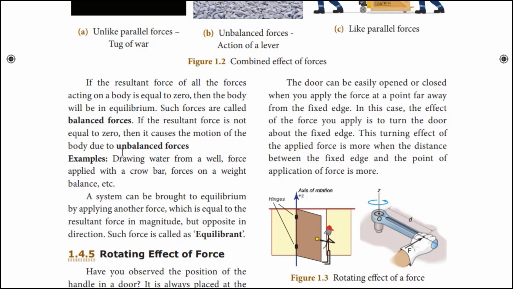We can categorize unbalanced force. For example, if you want to draw water from a well, then you have to give some unbalanced force, is it not? Force applied with a crowbar, forces on a weight balance. These are all some examples. A system can be brought to equilibrium by applying another force. If you want to make the system be in an equilibrium state, you have to apply another force which is equal to the resultant force in magnitude but in the opposite direction. Such a force is called an equilibrant.